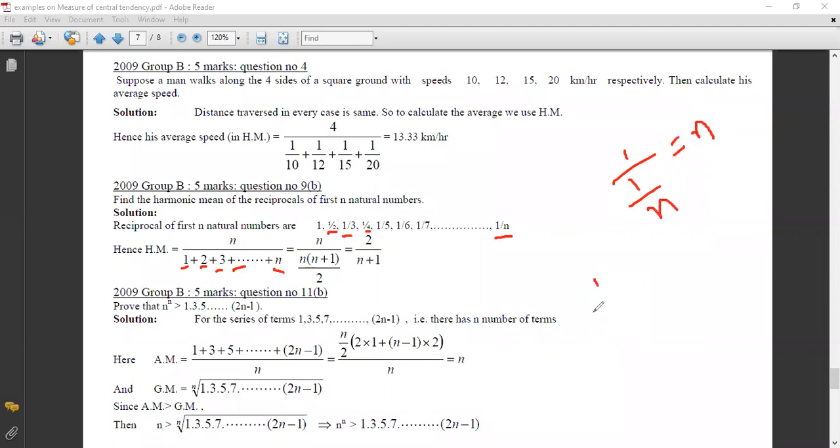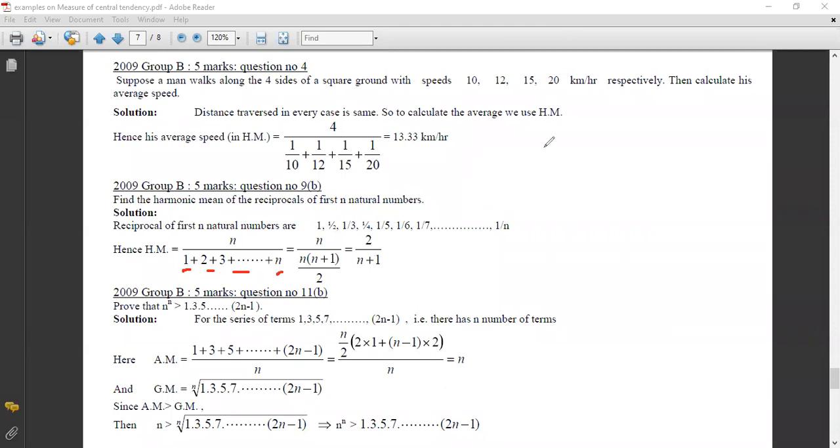So for example, 1 by 2. What is the value? Reciprocal of half. 1 by 2 reciprocal. What will be that? 1 by 1 by 2. That is equal to 2. So write all these values. Reciprocals of all numbers that are given. So then 1 plus 2 plus 3 plus 4 up to n.